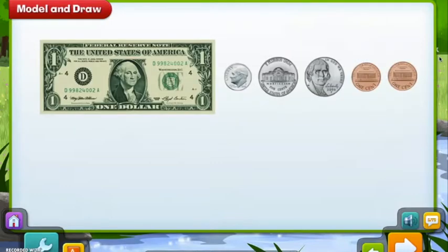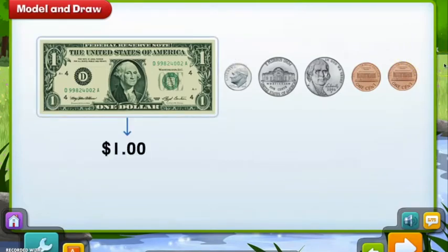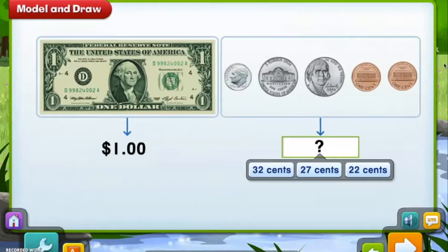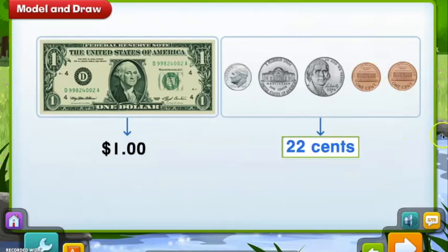How would you find the total value of this group? It has a dollar bill and coins. The dollar bill's value is $1. What is the total value of the coins? Okay, so they put it in order for us by value. So we have a dime, which is 10. We have a nickel, which is 15. Another nickel makes 20. And then we have 2 pennies, so 21, 22. So our answer is 22 cents. Right. 1 dime, 2 nickels, and 2 pennies make 22 cents.